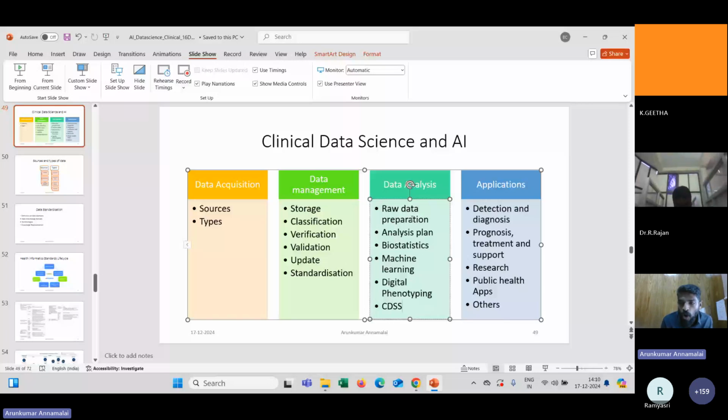And what are the common applications today? We are using it for detection and diagnosis, we're using it for prognosis, treatment and support, we are using it for research, we are using it for public health applications and others.